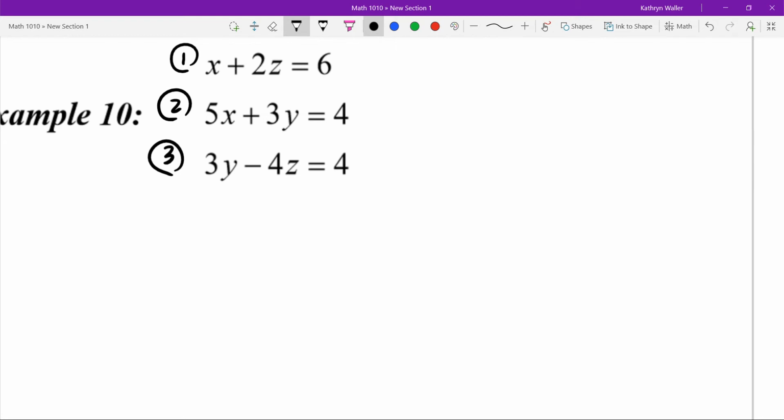Equation 1 has x's and z's. Equation 2 has x's and y's. Equation 3 has y's and z's. Everybody has different variables, okay?